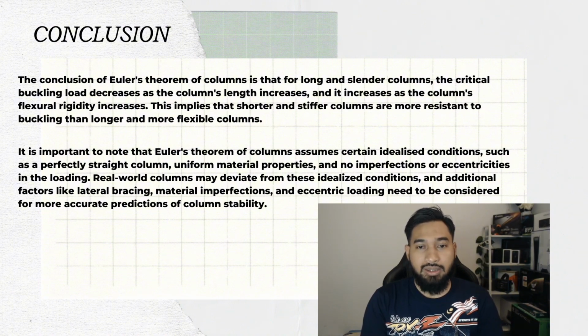It is important to note that Euler's theorem of column assumes certain idealized conditions such as a perfectly straight column, uniform material properties, and no imperfections or eccentricities in the loading. Real-world columns may deviate from these idealized conditions. Additional factors like lateral bracing, material imperfection, and eccentric loading need to be considered for more accurate prediction of column stability.